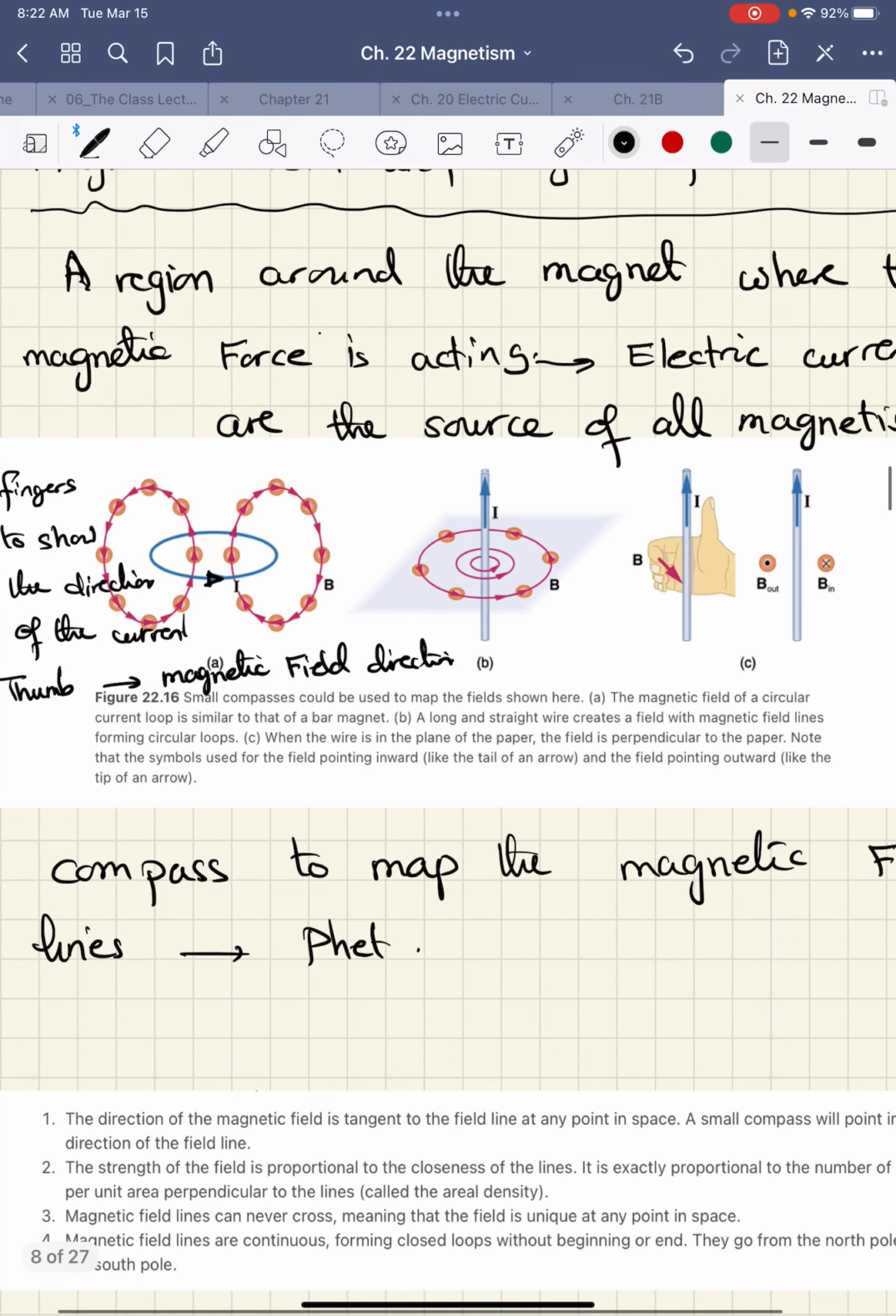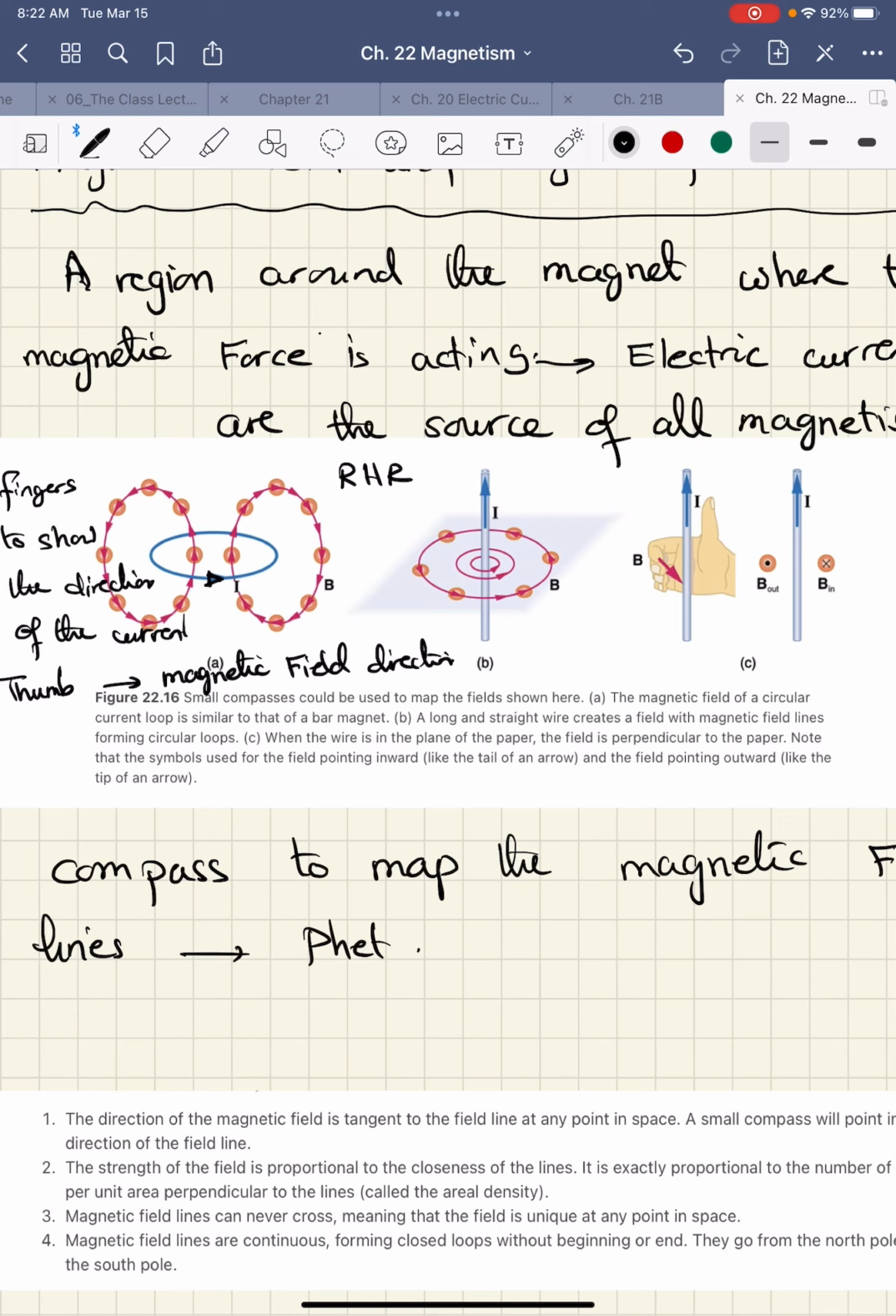Also, this is a straight wire. Again, it's the opposite. I can use my thumb to show the direction, my right hand rule. I can show here that I is upward, which is my thumb, and then the rest of my fingers are going to point in the direction of B, which is the magnetic field.